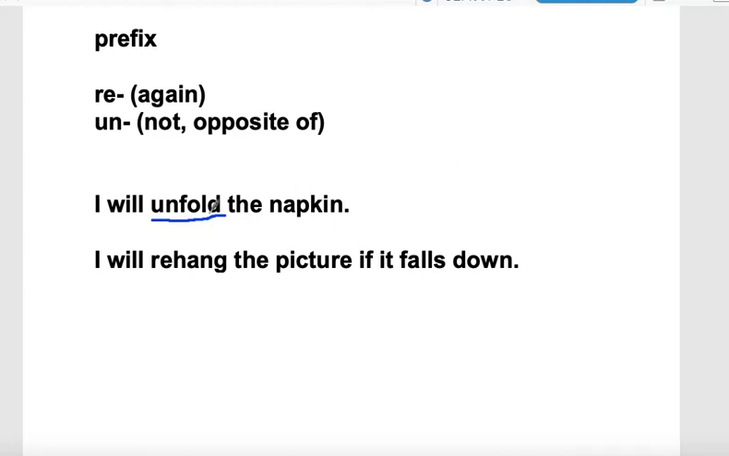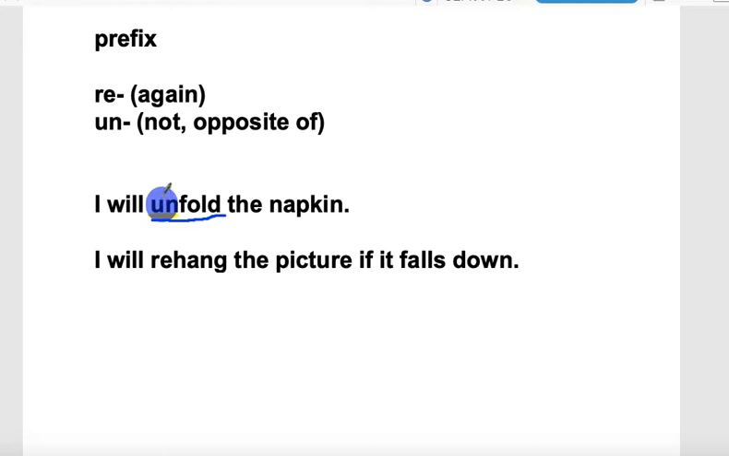Let me change my color here so that we can see the prefix un is in front of the word fold. So if I read this sentence, I will unfold the napkin. Un means not fold, or the opposite of fold, the napkin. Okay? Now, if I were to take the word un away, like if I were to just cover up the prefix un so it wasn't there, I could still read the sentence and it would still make sense. I will fold the napkin.